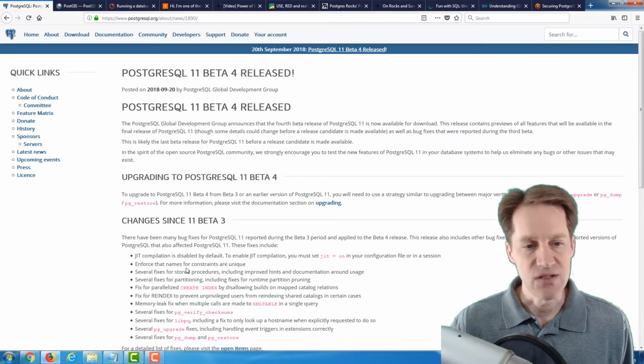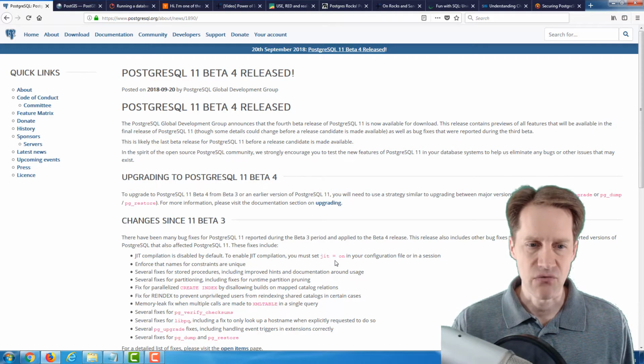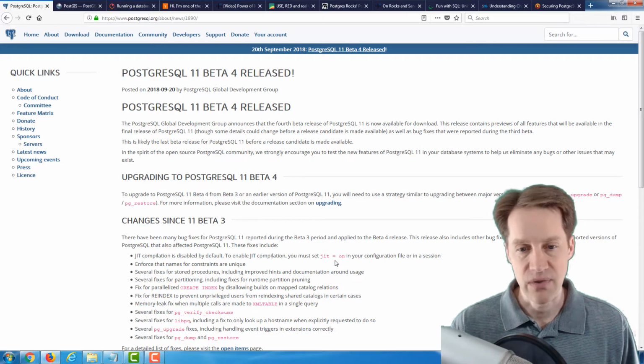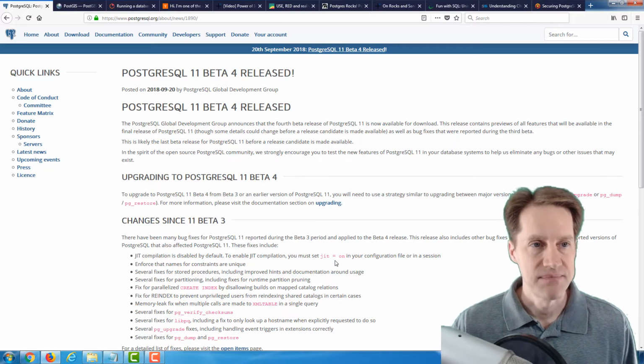However, just to call out the JIT compilation, which I've mentioned in previous episodes, it says, quote, "JIT compilation is disabled by default. To enable JIT compilation, you must set jit equals on in your configuration file or in a session." So it looks like you don't have to do it at build time, which I believe was something referenced in previous information I had seen about JIT compilation. So it looks like something you could turn on and then potentially do a reload of the whole server config, or do it within a particular session. So definitely something interesting to check out. But of course, you can consult the link to review all the changes since Beta 3.